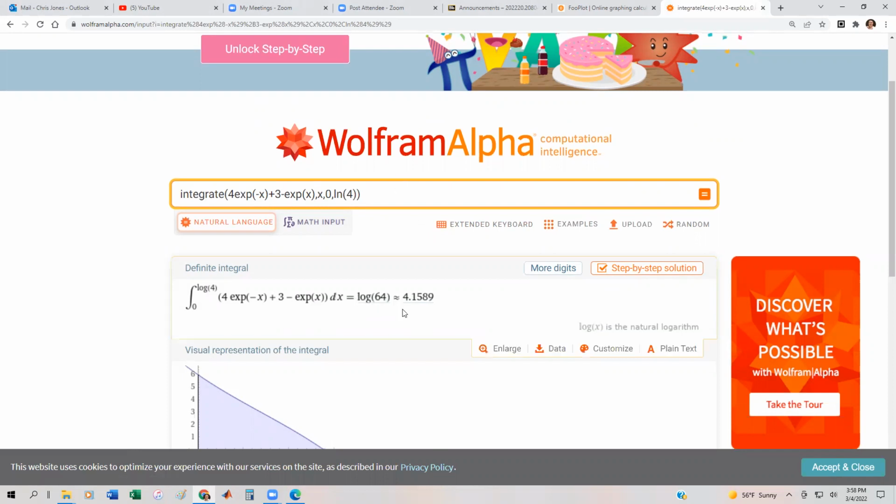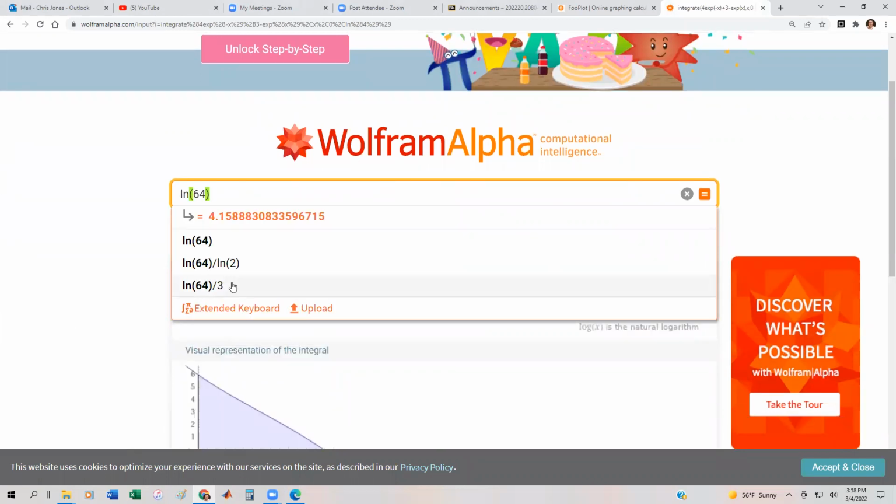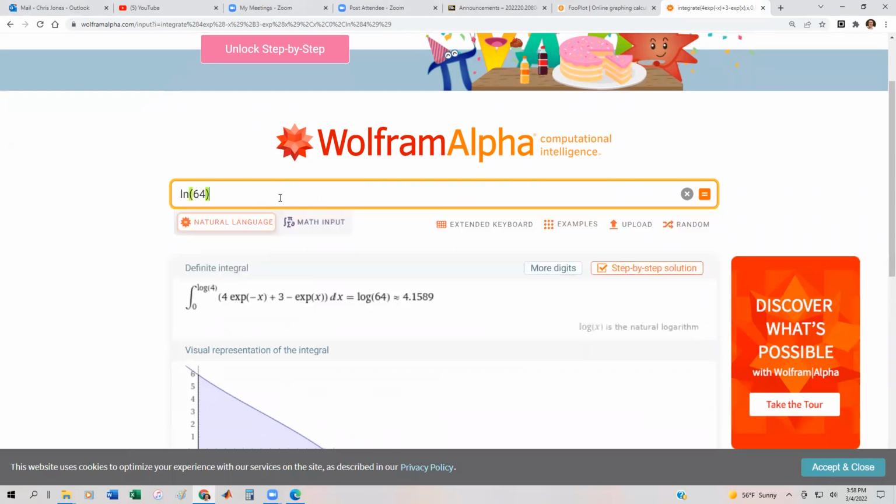If you don't trust that answer, check this. You get 4.1589. If you went in here and just did ln of 64, 4.1589. So it's the same number no matter what. So it seems like we got the right answer for this.